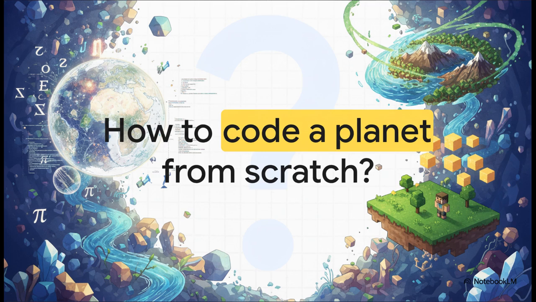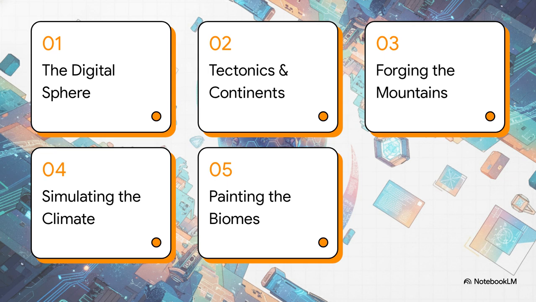Well, before we dive into the weeds, consider this. We aren't just looking at how to make some blocky Minecraft 2.0 kind of world. No, we're looking at how to build a truly accurate, procedurally generated globe using the actual rules of nature as our programming guide. It's like a giant mathematical puzzle. We'll be tackling this build in 5 phases. First, the digital sphere. Second, tectonics and continents. Third, forging the mountains. Fourth, simulating the climate. And finally, number 5, painting the biomes.